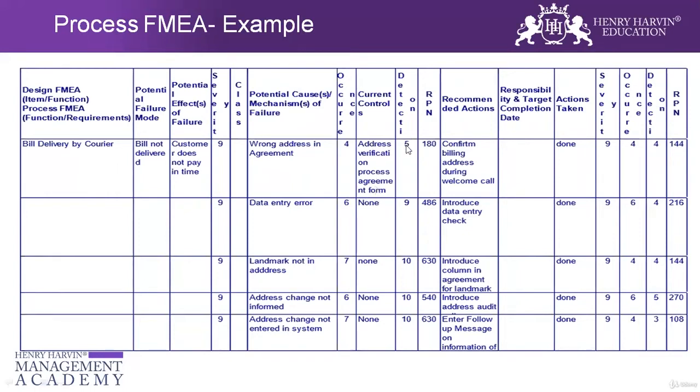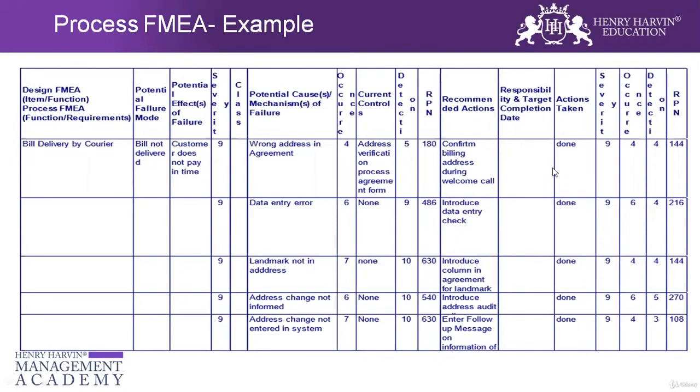Detection. Will I be able to detect when the address is wrong? It says 5. So the RPN is calculated: 9 multiplied by 4, 36. 36 multiplied by 5, 180. Which means it's greater than 100. So I will have a recommended action against it. In this example, I'll confirm the billing address during the welcome call, which means I'll give a call to the customer once the order is being delivered, and will confirm his address once again.